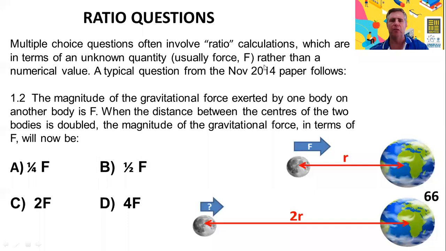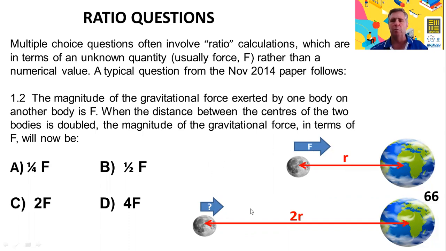So on page 66, let's look at these ratio questions. Multiple choice often involve ratio calculations, which are in terms of an unknown quantity rather than a numerical value. So the answer will not be a number, and you can see the possible answers here. Let's look at a typical question from the November 2014 exam paper. It says the magnitude of the gravitational force exerted by one body on another is F. When the distance between the centers of the two bodies is doubled, what happens to the magnitude of the gravitational force in terms of F, the original force?